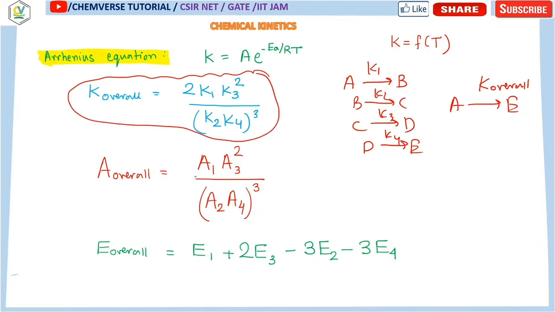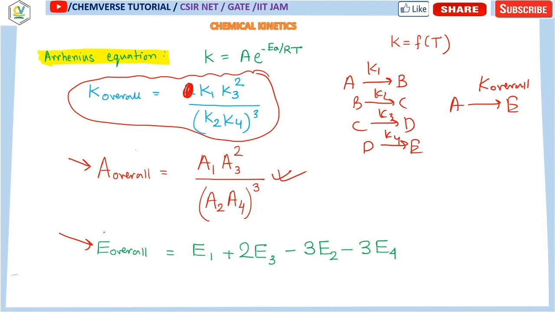Now you are given this relationship, and suppose a question is what will be the expression for the overall pre-exponential term or overall activation energy. So in order to do that, whenever there is the pre-exponential term, just look at this expression except the constant term. Whatever is written in this form, instead of k, put A. That will be the expression for the overall pre-exponential term.